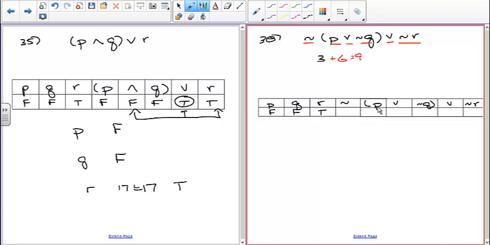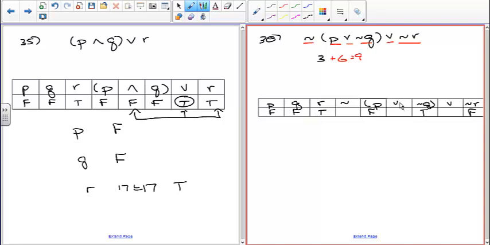First thing we do is we either fill in the column with P or not P or Q or not Q. So P is false, so we copy false directly. Q is false, so the negation of Q is true. R is true, so the negation of R is false. So when we get the negation, we change them from these values over here.